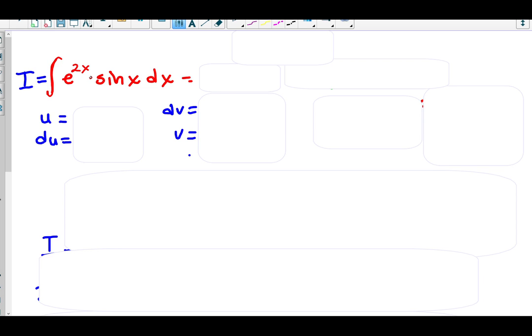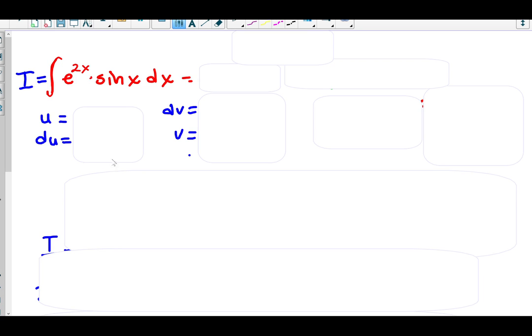We got to let u be something and dv be something else. Now, usually, unless you have natural log or some unusual situation, we let u be something that is easy to differentiate and dv be something that is easy to integrate. In this situation, both of these are relatively easy to differentiate and relatively easy to integrate. So you really have a choice, and it doesn't matter which way you go. You can go with either way.